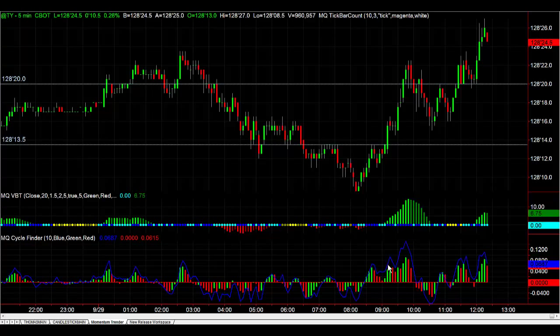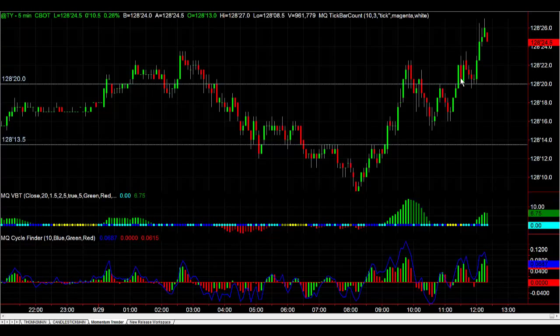And we had what we call a zero touch, where the indicator line pulls back and then goes back up without going through the zero line on the cycle finder indicator. So that ended up working out really well. It rallied all the way up, hit significantly overvalued on the 30s, and then pulled right back down.